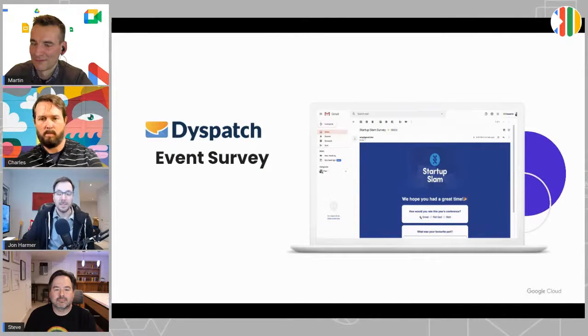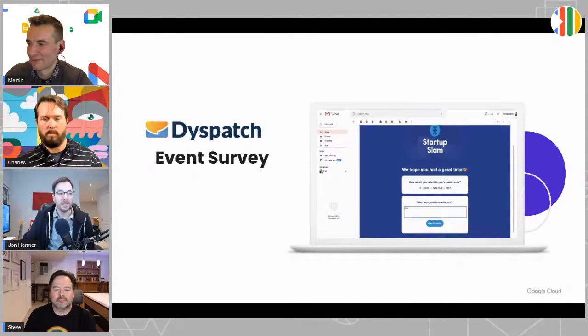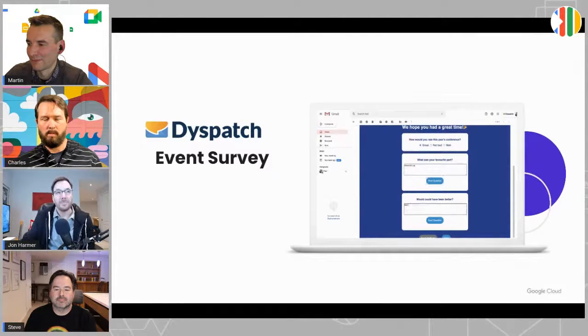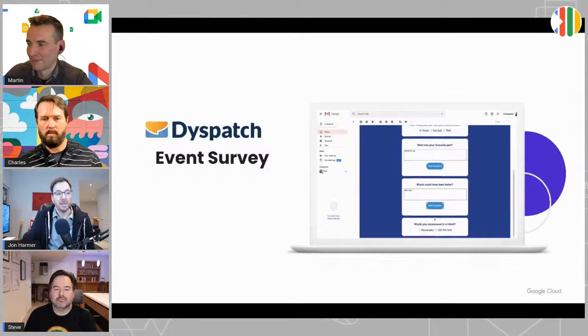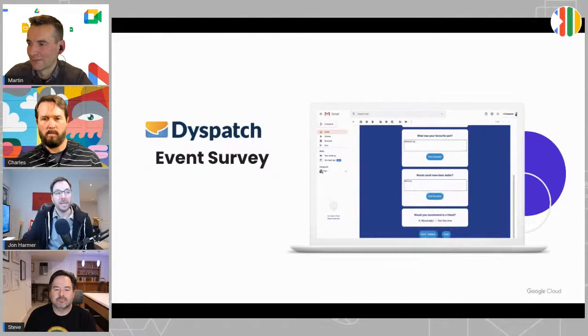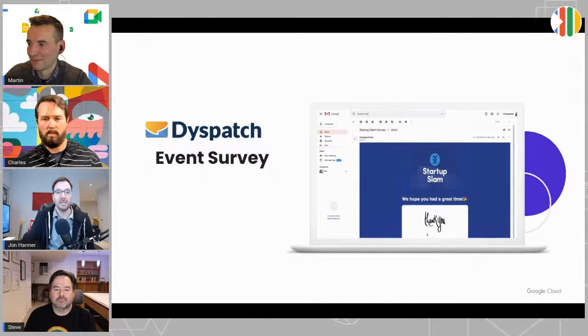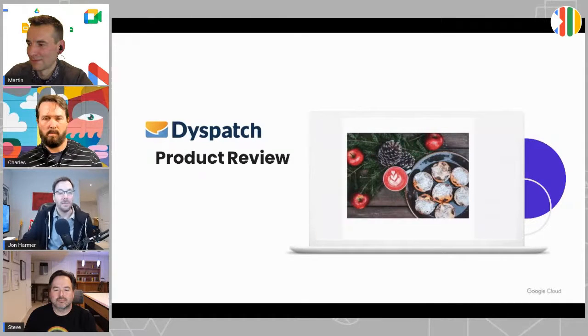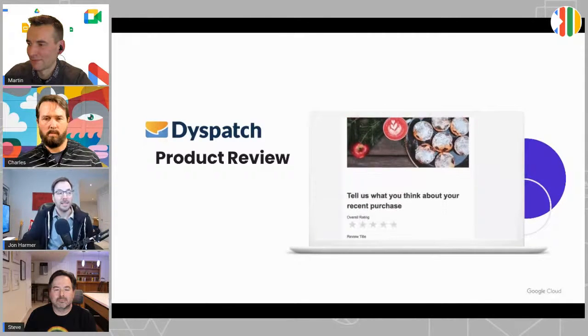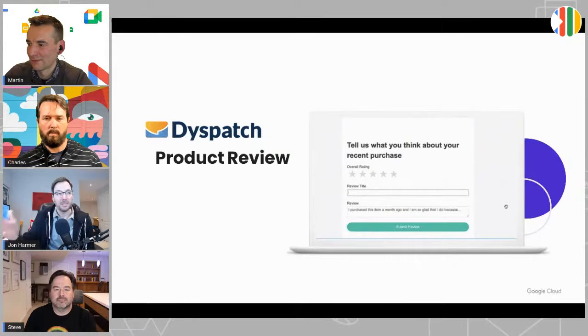Dispatch is like a tool for building emails. And so they have a bunch of these interesting templates. So this one is an event survey. So you see, enter some answers to some survey questions, hit submit, and you get a thank you. Similar idea with a product review. You purchase something, this template comes out that says, give me a rating and a review.